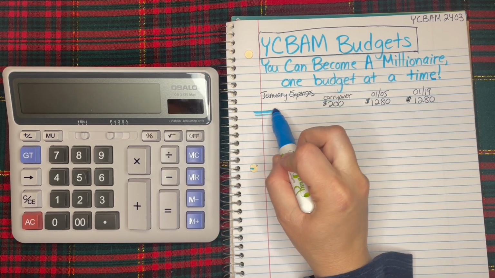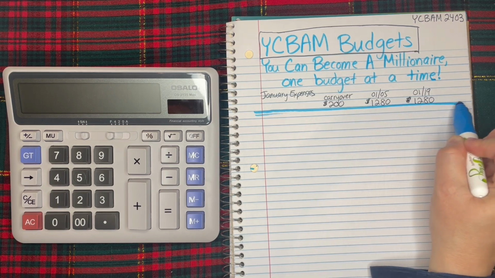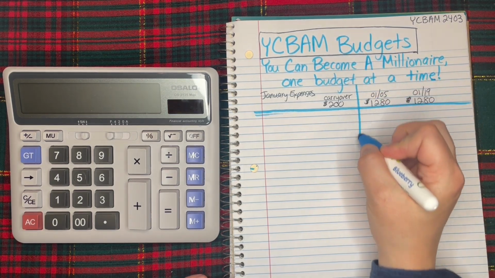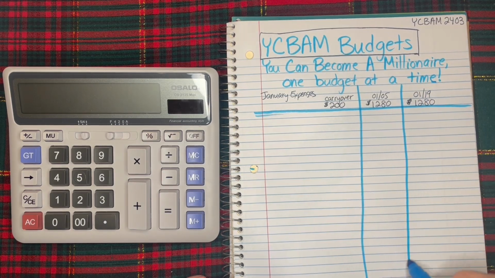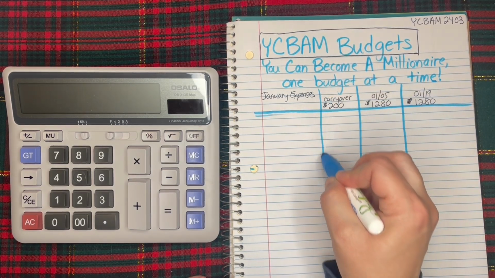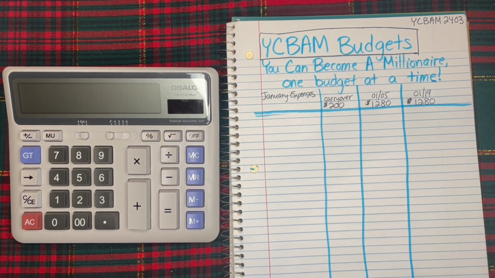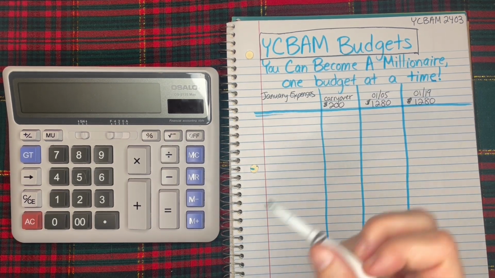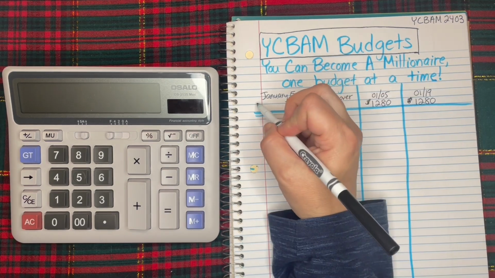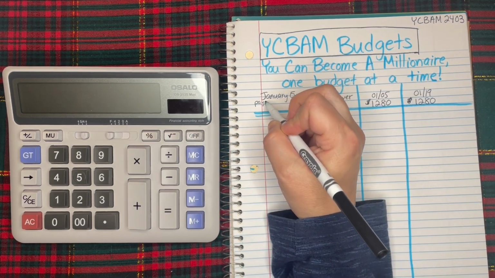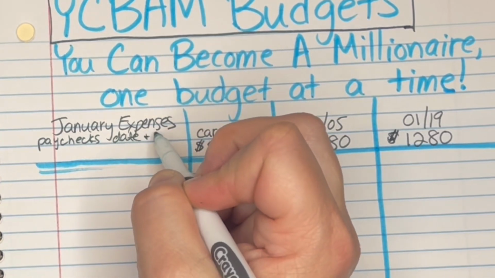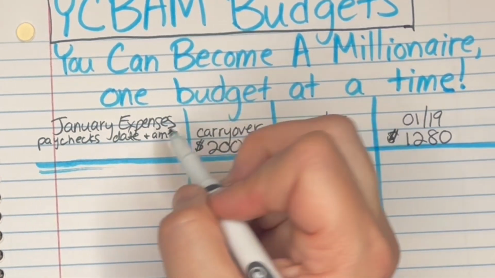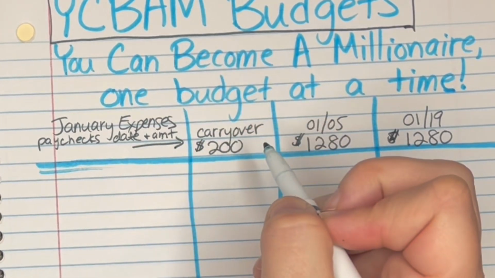Let's go ahead and draw a line across the top there, and then we're going to divide each of these into its own column. So the paychecks, date, and amount are going to be across the top.